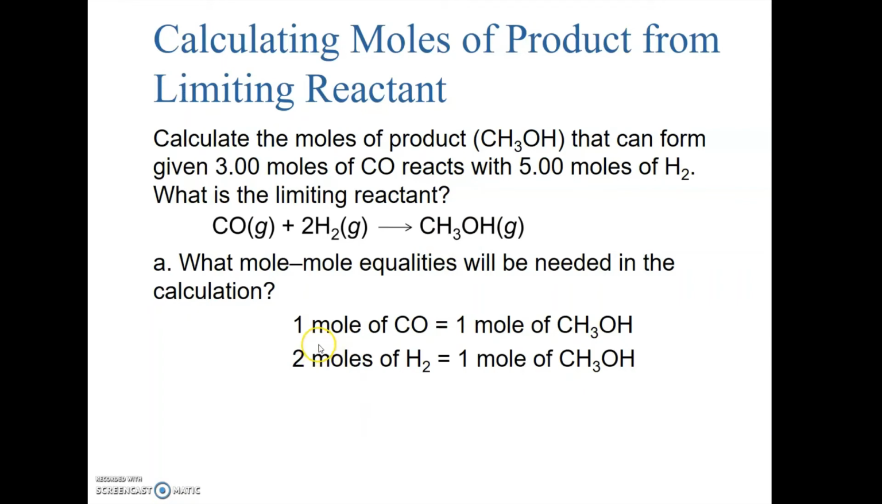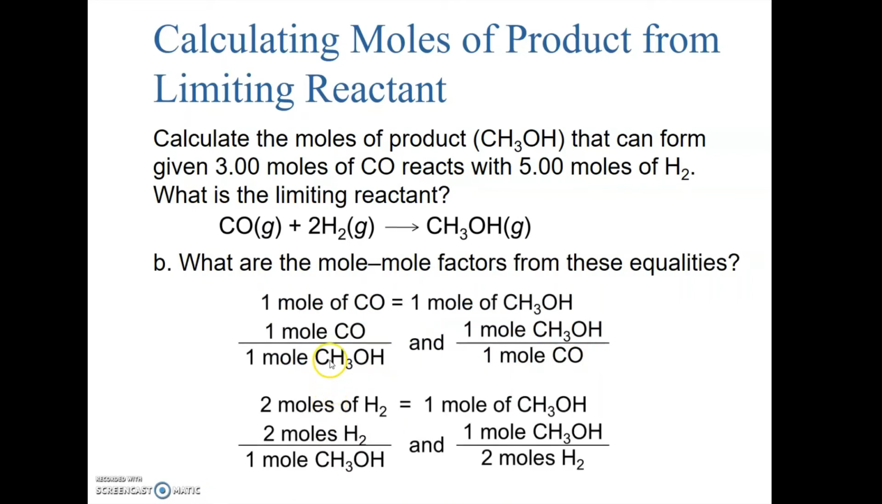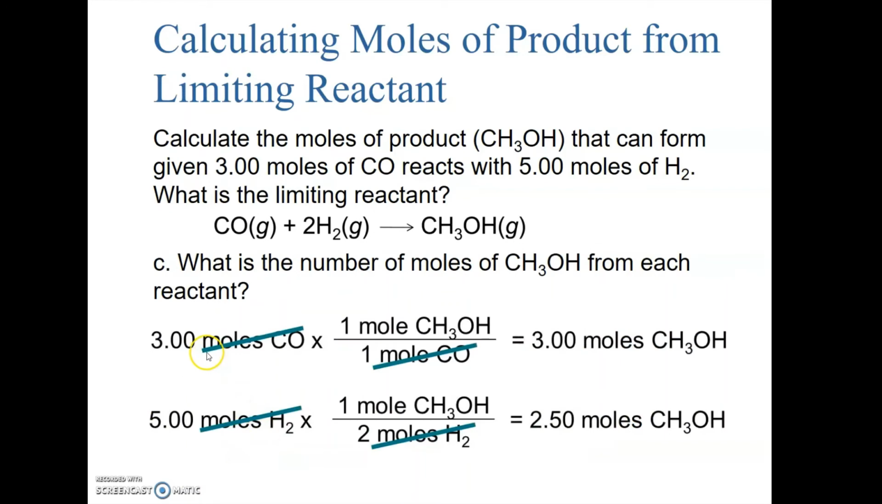According to the balanced equation, for every 1 mole of CO, we get 1 mole of CH3OH. For every 2 moles of H2, we get 1 mole of CH3OH. We use these equalities to set up these conversion factors. Then we do the calculation for each reactant separately to get the moles of CH3OH for each reactant that we have in the equation.